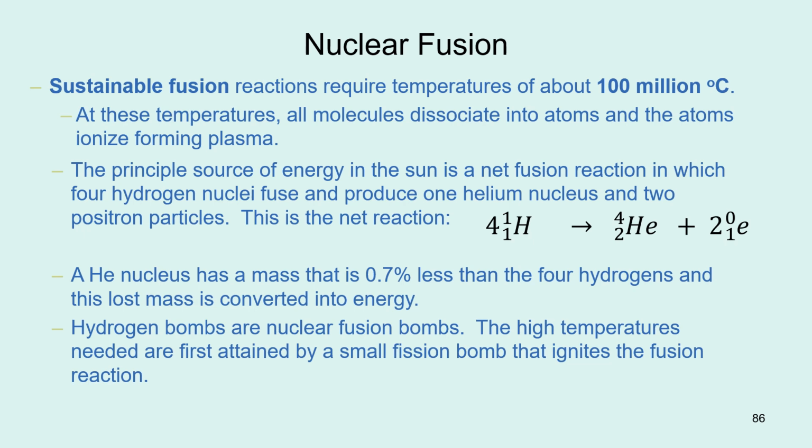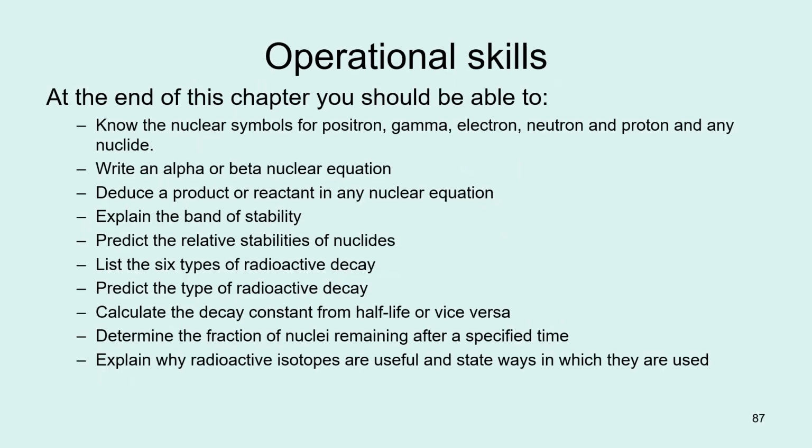Hydrogen bombs are also nuclear fusion bombs. So the atom bomb was a fission bomb, but the hydrogen bombs are fusion bombs. In order to get the high temperatures necessary to get fusion going, you have to have a small fission bomb first ignited, and then the fusion reaction occurs. So that's kind of the end of this chapter.